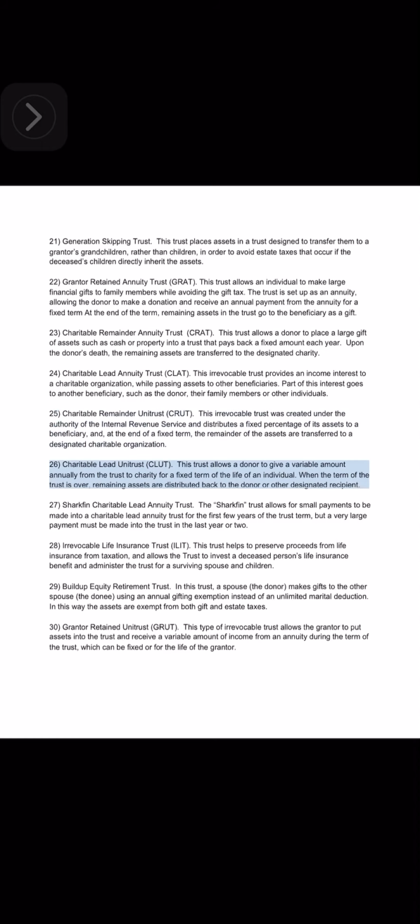26. Charitable Lead Unit Trust, CLUT. This trust allows a donor to give a variable amount annually from the trust to charity for a fixed term or the life of an individual. When the term of the trust is over, remaining assets are distributed back to the donor or other designated recipient.